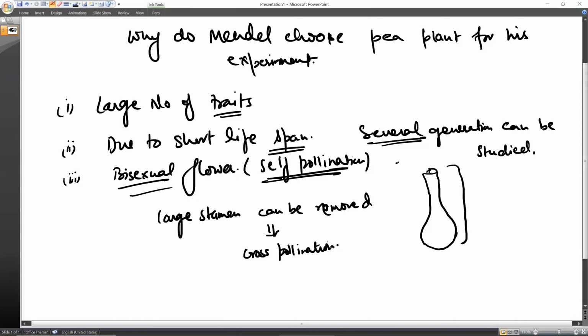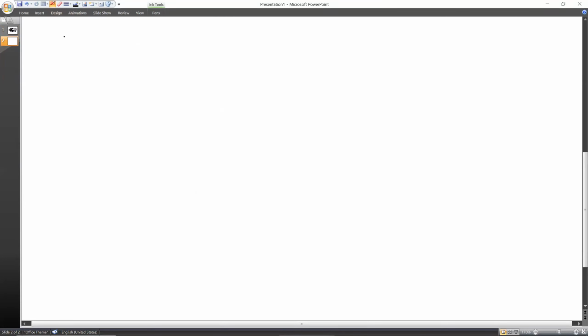Okay, got it. So cross pollination and self pollination are both possible. The third one is that it bears a large number of seeds. And what is a large number of seeds going to do for us? A large number of seeds helps us to get authentic conclusions.